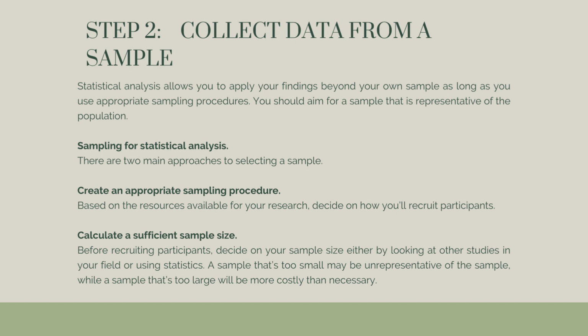If you want to use parametric tests for non-probability samples, you have to make the case that your sample is representative of the population you're generalizing your findings to. Your sample lacks systematic bias.